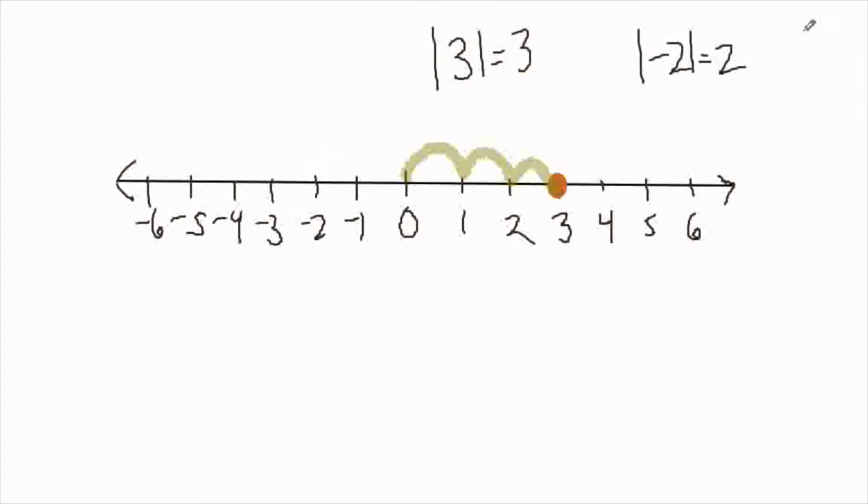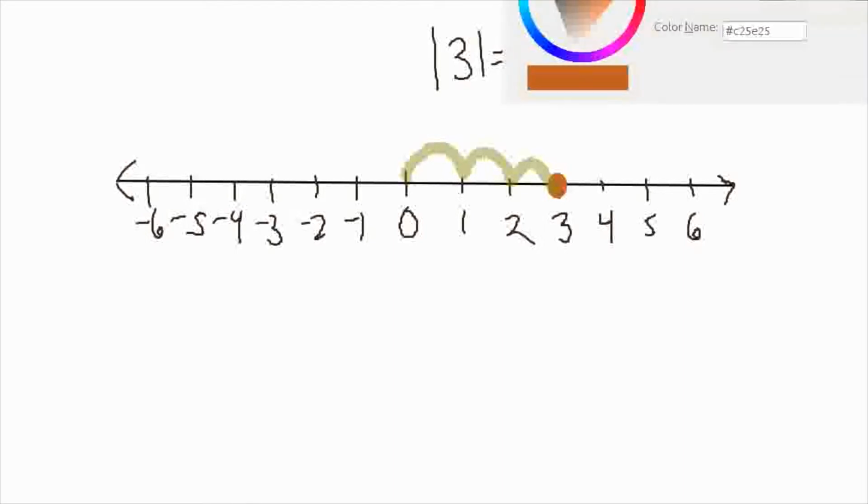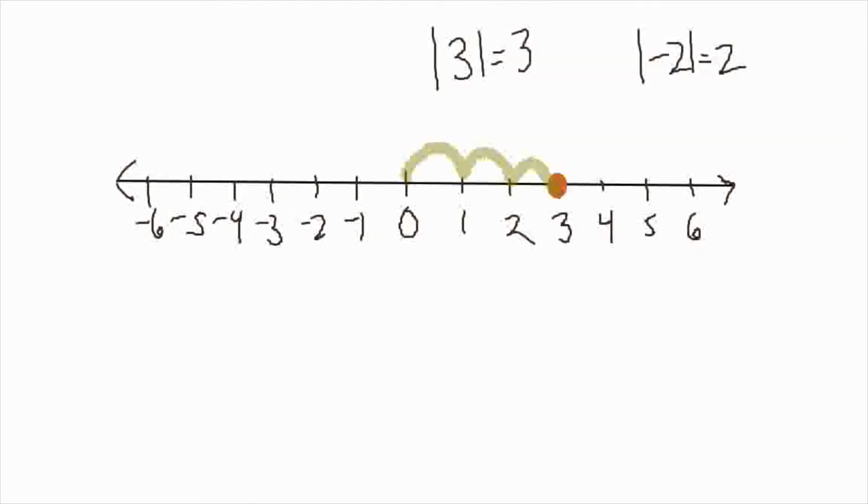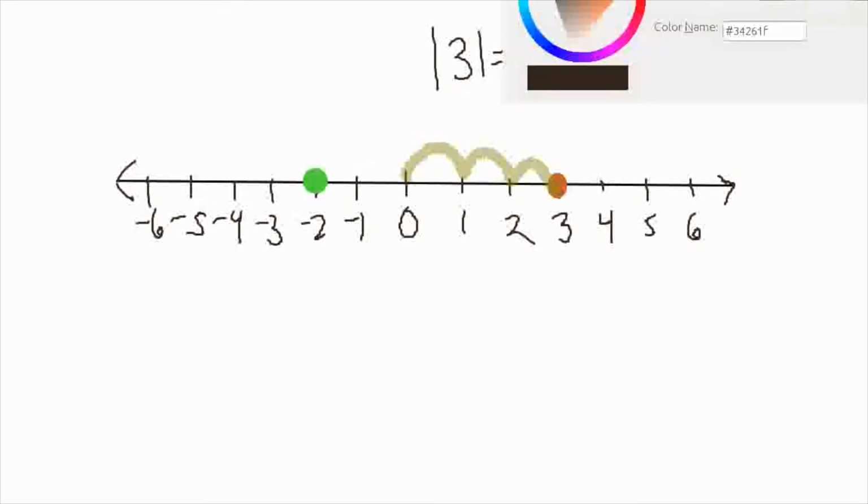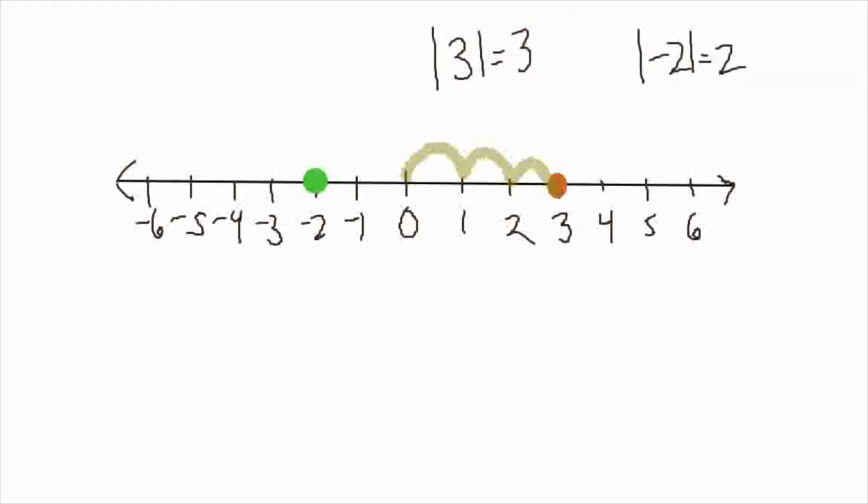So let's say we are sitting on the negative 2. I'll put a green dot there. All right, how many hops is it to the 0, the origin? Remember, that's another name for 0. How many hops is it for that one now? Well, 1, 2. Okay, that's another explanation of why the absolute value of negative 2 is 2.